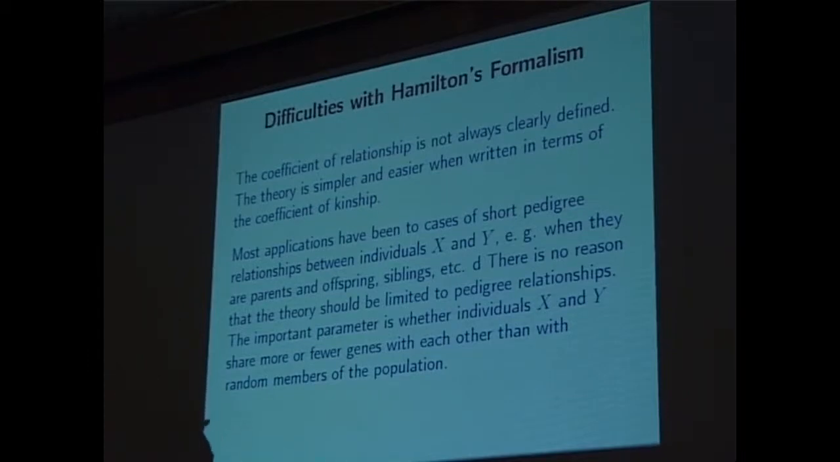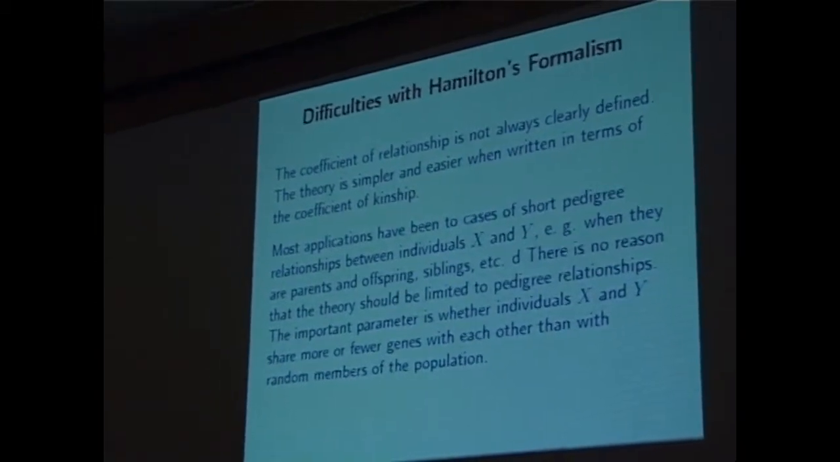But there's no reason that the theory should only apply to short pedigree relationships. The important fact or parameter is whether individuals X and Y share more or fewer genes with each other than random members of the population. So if I share a lot of genes with you, then if I'm nice to you, it's helping my own genes.